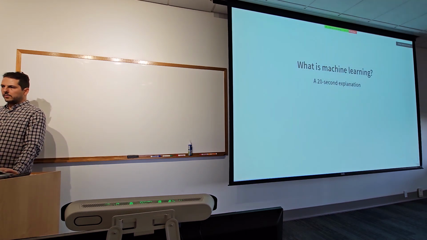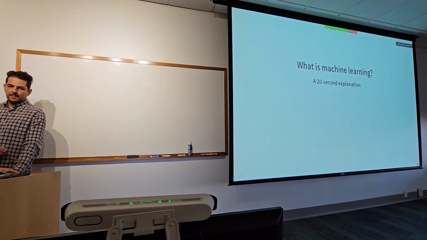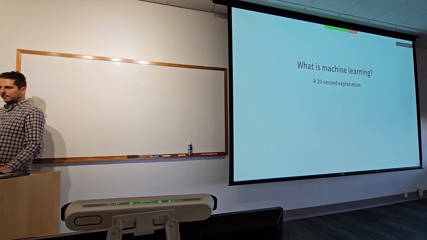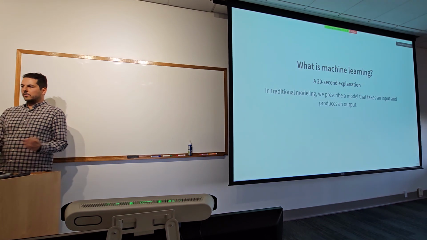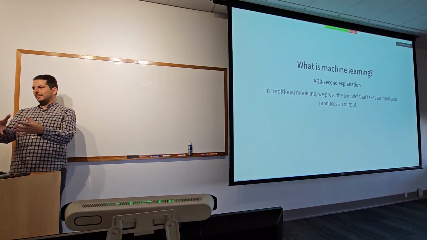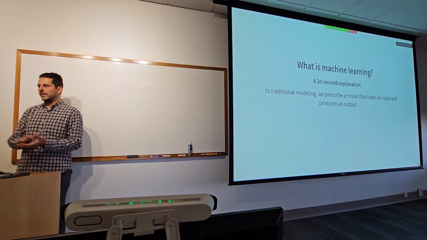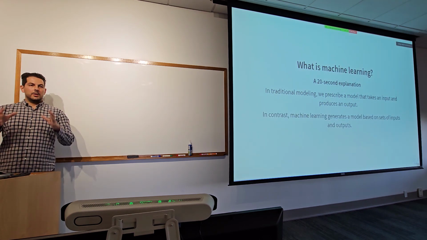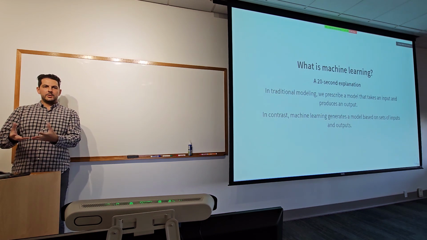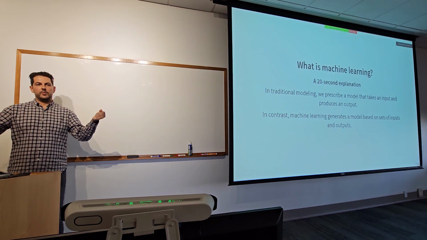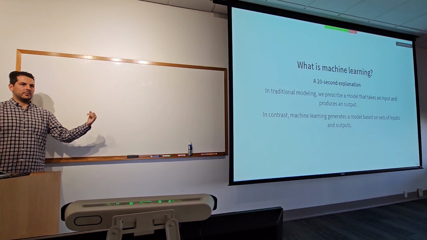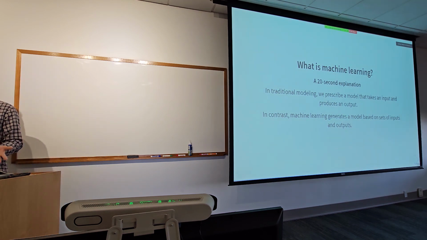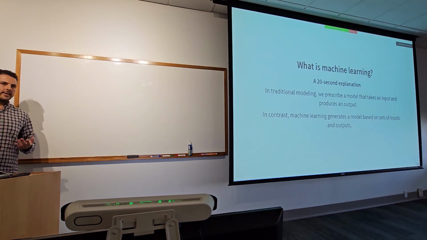So I'll give you a quick intro to machine learning from here. I find it surprising that it's actually difficult to find a very simple and short explanation of what it is. I'll give you a 20-second explanation. In traditional modeling, we prescribe a model that takes an input and we get the result on the other side. In contrast, machine learning generates a model for us, generates the relationship based on sets of input and output data. So we need to have inputs and outputs to create this model. But once we do that, the model ideally will work generally on new data.